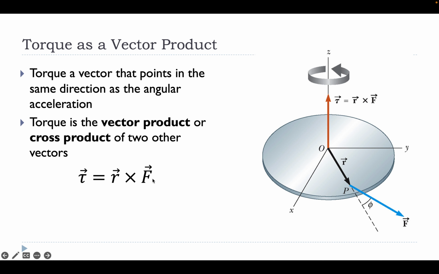One thing that I do want to point out is that the direction of the torque, in this case the vector product of these two vectors R and F, is perpendicular to the plane containing those two vectors. My vector R is lying along that disk, and the force is also lying along the plane of the disk, and the direction of the torque vector is perpendicular to both the R value and the force value.